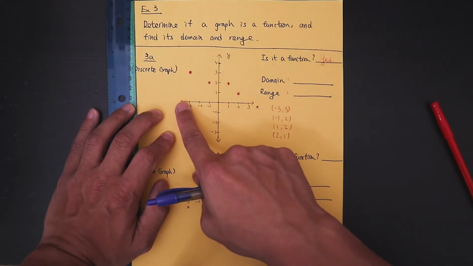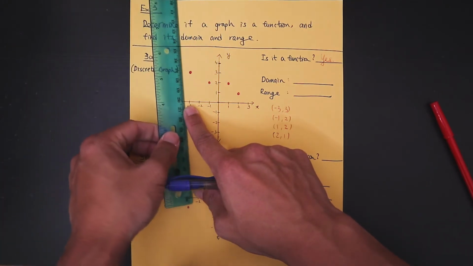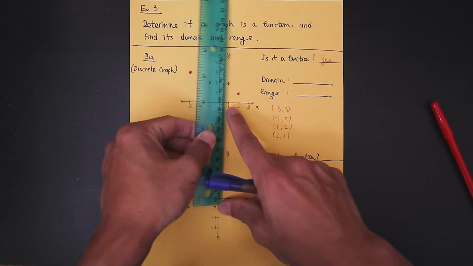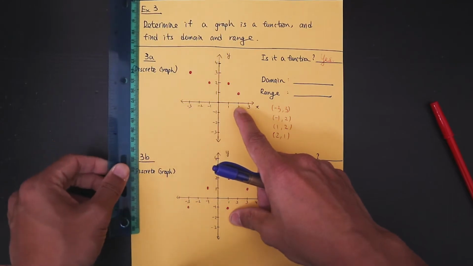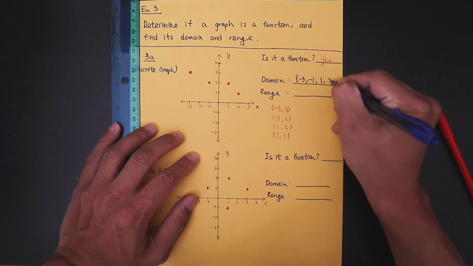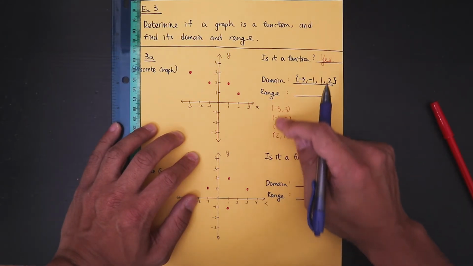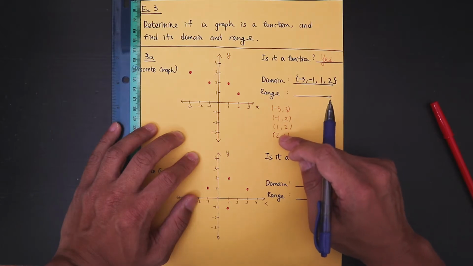Well, what is the domain? All you have to do is look at the x-axis, the x values. So I see that there is a -3, there's a -1, there's a 1, there's a 2. So just write from least to greatest. So it's going to be -3, -1, 1, and 2. Or you could just look at the x values here, which is the domain: -3, -1, 1, and 2.